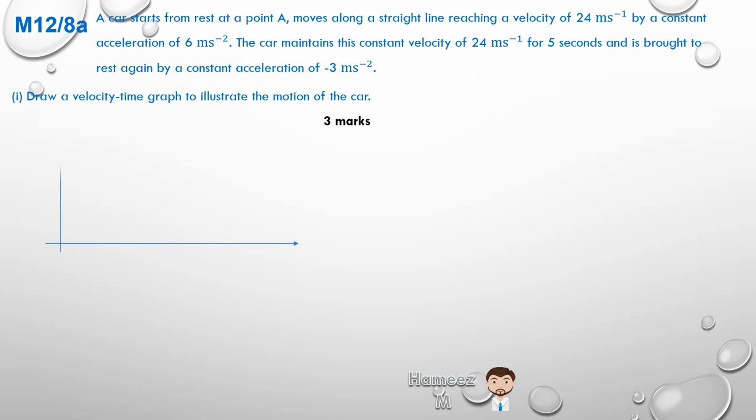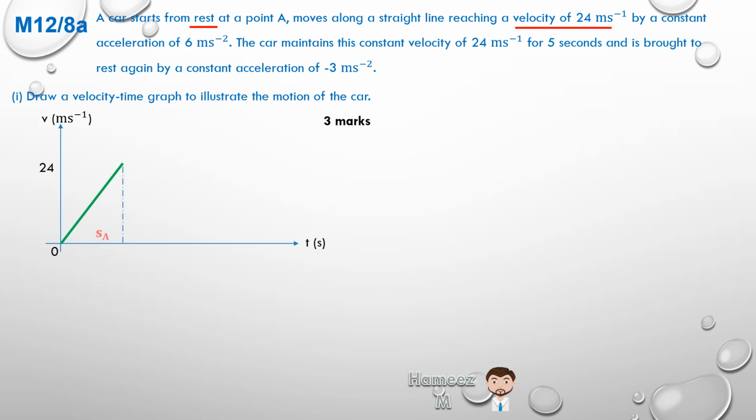So let's bring up the axes, with the x-axis being represented by t, time, in seconds, and the y-axis, v, velocity, in meters per second. And let's put in the information. If we look at the information, we can see the car started from rest. So that means we're starting the graph at 0, and it moves along a straight line until it reaches 24 meters per second by a constant acceleration. So we can draw a green line sloping upwards from 0 to 24.